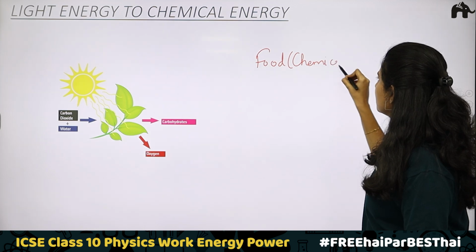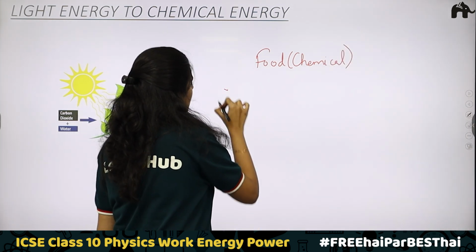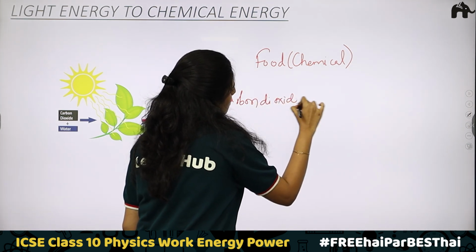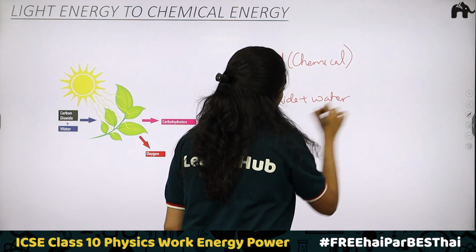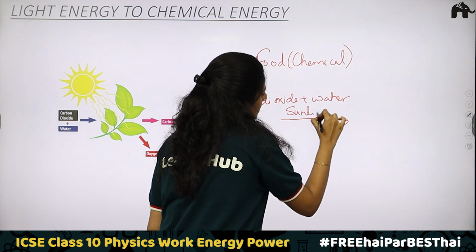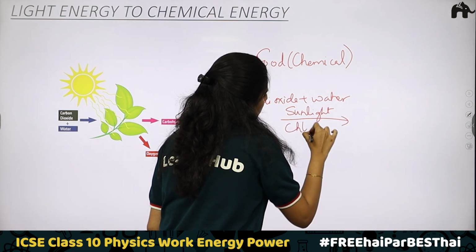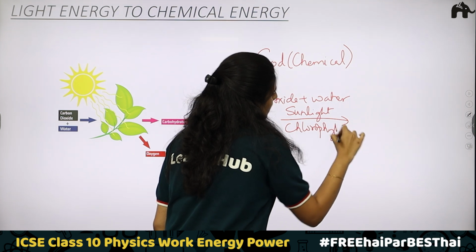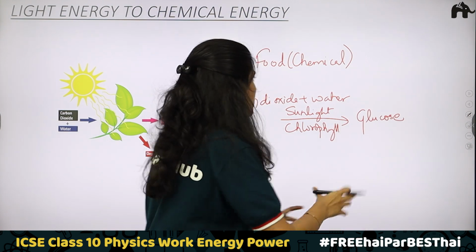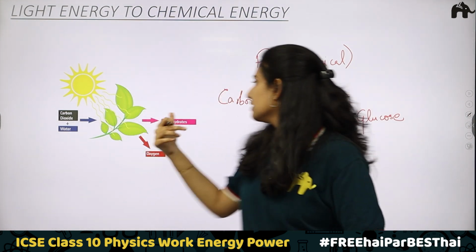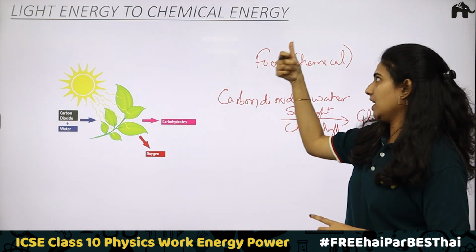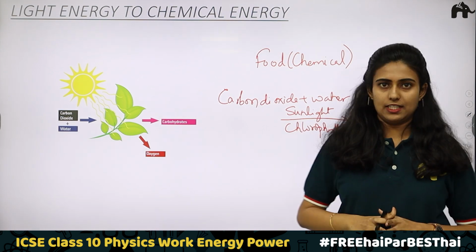Here the process is, what is happening? Carbon dioxide plus water in the presence of sunlight and chlorophyll gets converted to glucose. Glucose is the form in which food is stored in green plants. So here light energy is getting converted to chemical energy. The chemical is glucose, or the food we eat.